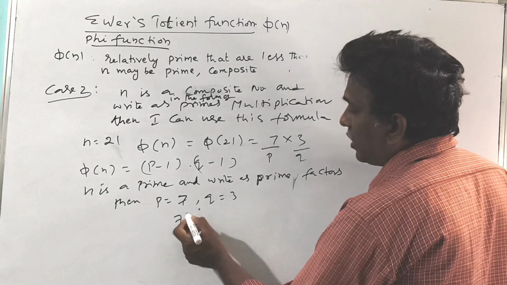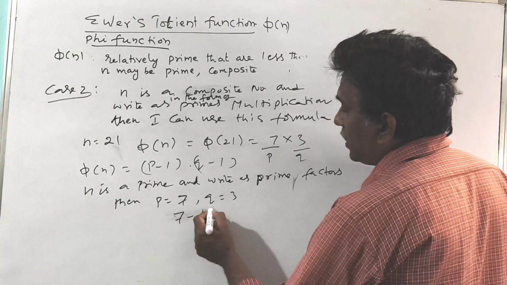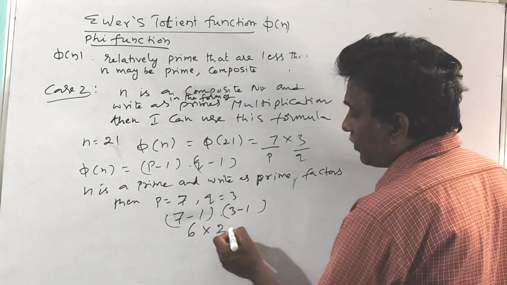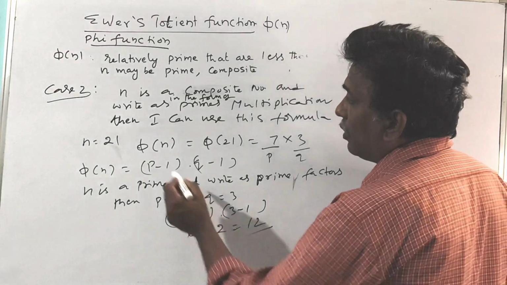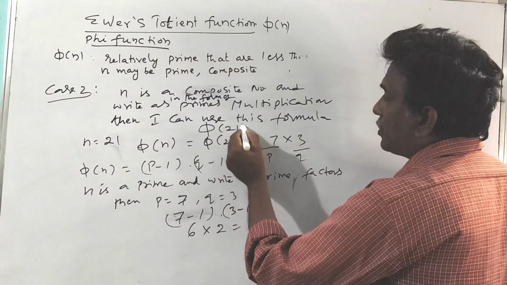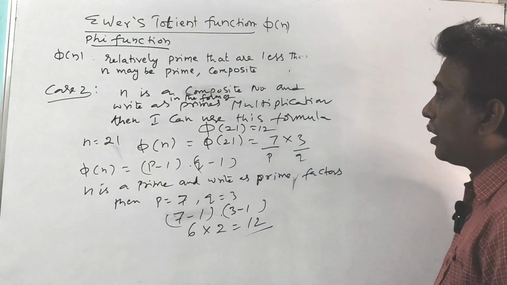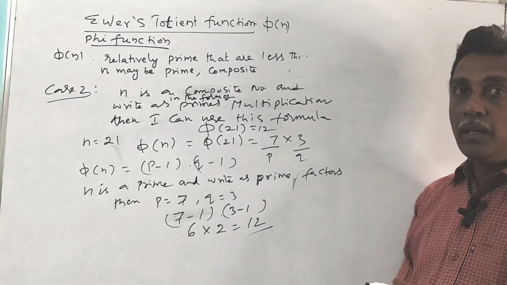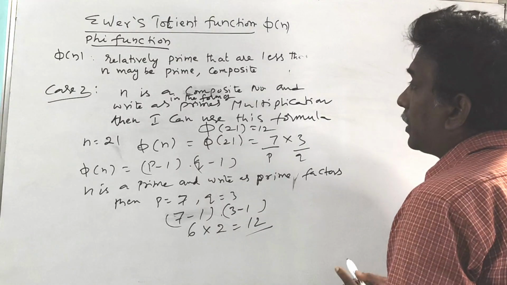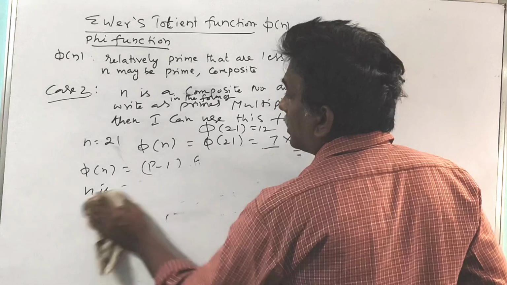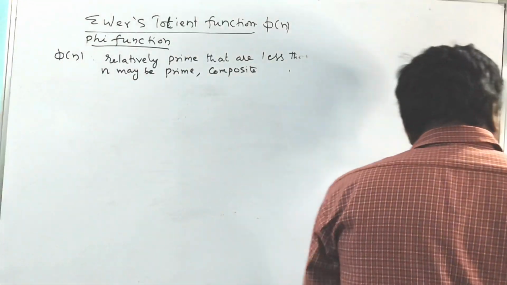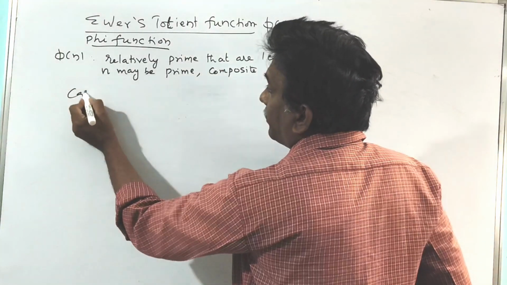So 7 minus 1 into 3 minus 1. 7 minus 1 is 6, 3 minus 1 is 2. So 6 into 2 is 12. So phi of 21 is equal to 12. Right? This is the second case. In the same scenario, I can write another case, case 3.